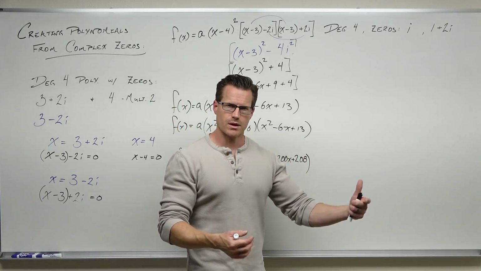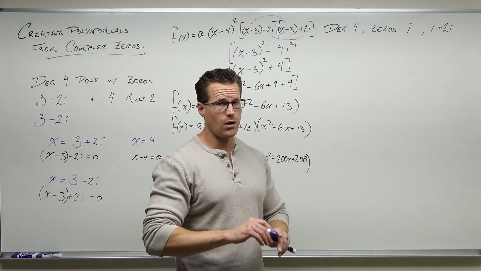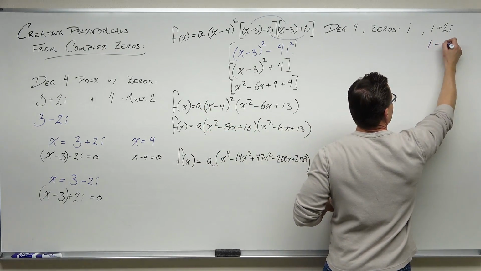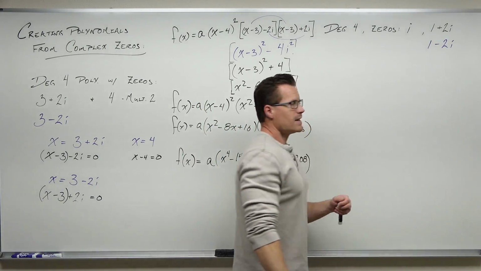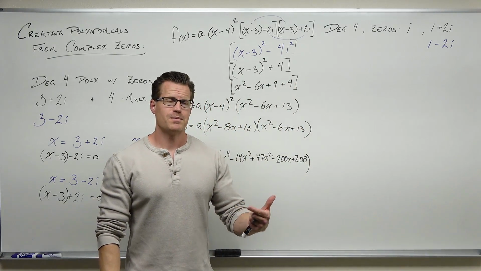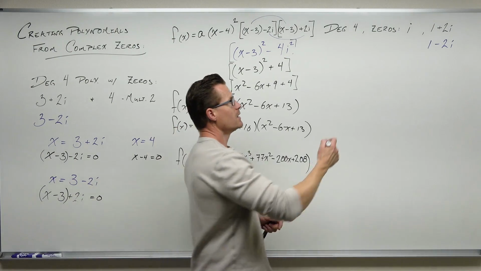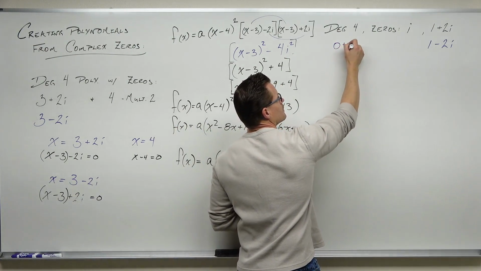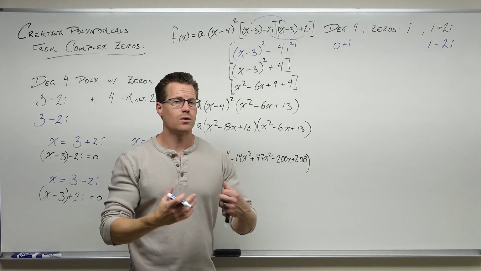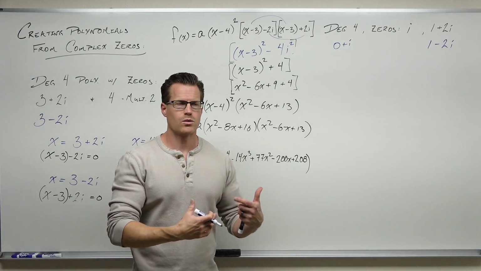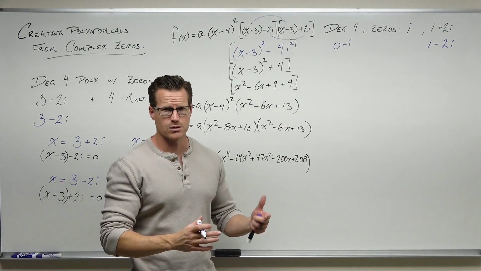If they give you 1 plus 2i, then 1 minus 2i also has to be a solution by the quadratic formula. If they give you positive i, then negative i also has to be a solution. Remember that positive i really is 0 plus i. There's no real part here, there's just an imaginary part. The conjugate would be 0 minus i, or just negative i, because you wouldn't have to write 0 for the real part.